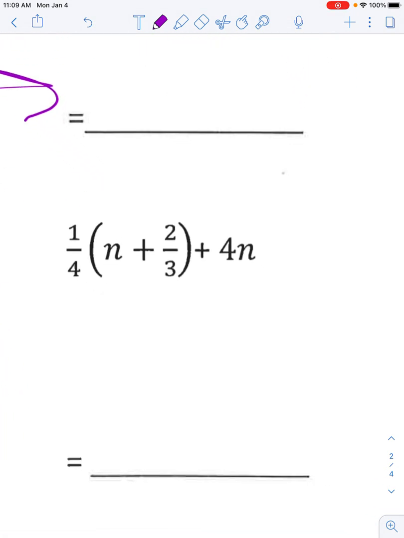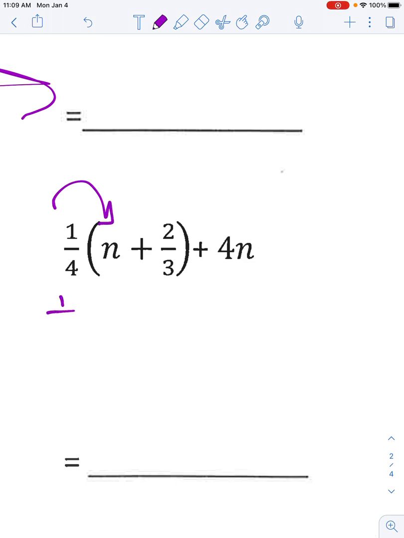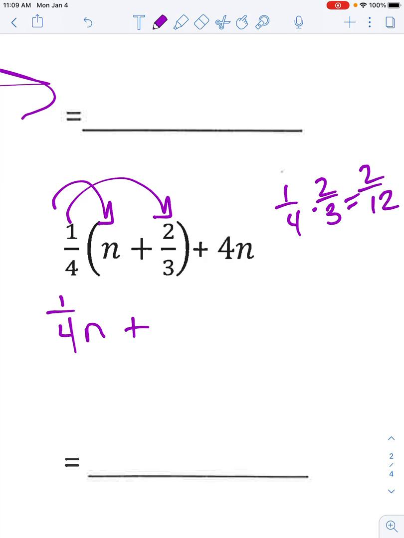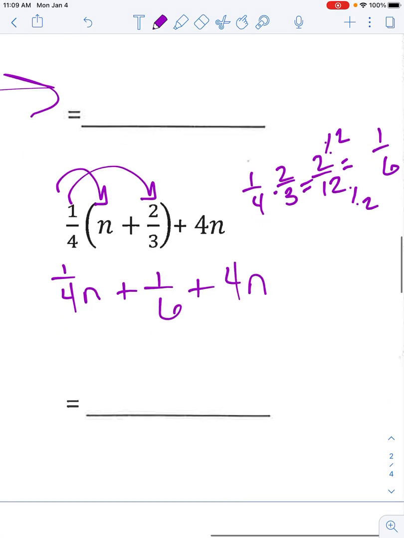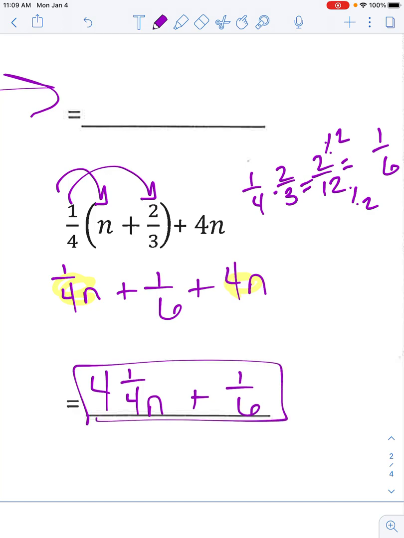And then this last one was a fraction. 1/4 times n is 1/4 n. And then 1/4 times 2/3 is 2/12. Guys, you should notice that 2/12 can be simplified because 2 goes into both those numbers. So we would get 1/6. And then bring down that 4n. Now we can combine like terms. 4n plus 1/4 n is 4 and 1/4 n plus 1/6. And if you had 4 and 1/4 n plus 2/12, you're technically correct. You just needed to simplify.